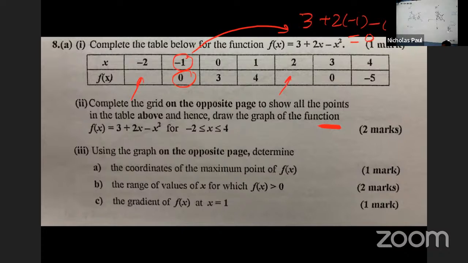Everybody okay with how to work out the value? So you're plugging in x is -2 and work out the value. Plug in x is 2 and work out the value. And then we're going to do the sketch. I mean, we're going to draw the graph.